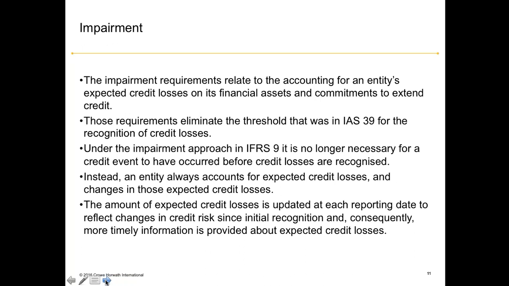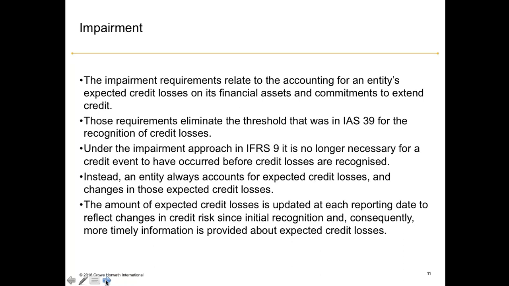Impairment. The impairment requirements relate to the accounting for an entity's expected credit losses on its financial assets and commitments to extend credit. These requirements eliminate the threshold that was in IAS 39 for the recognition of credit losses. Under the impairment approach in IFRS 9, it is no longer necessary for a credit event to have occurred before credit losses are recognised. Instead, an entity always accounts for expected credit losses and changes in those expected credit losses.